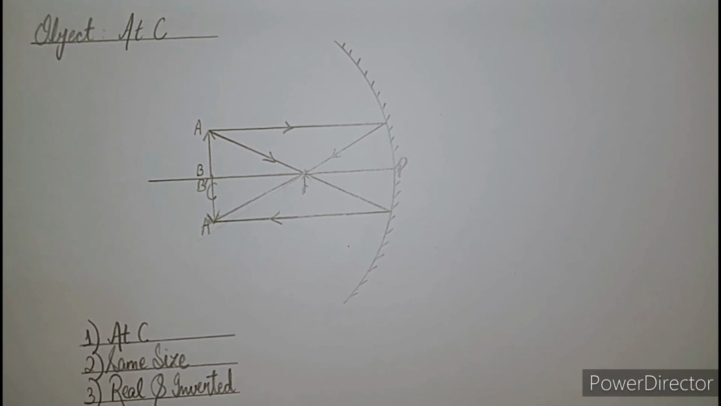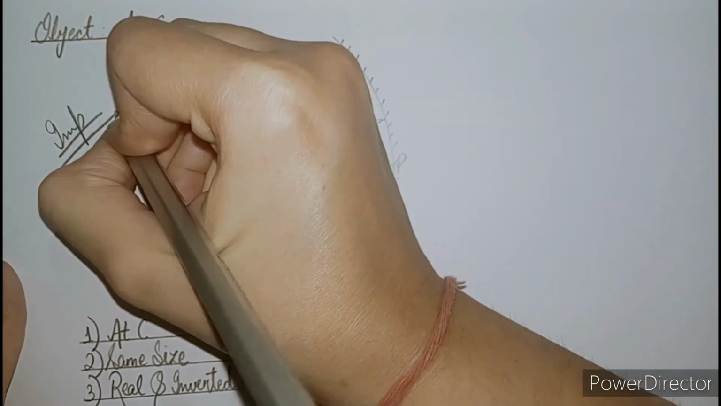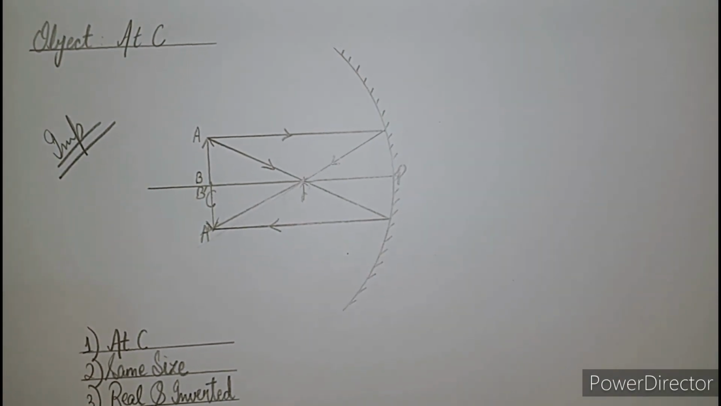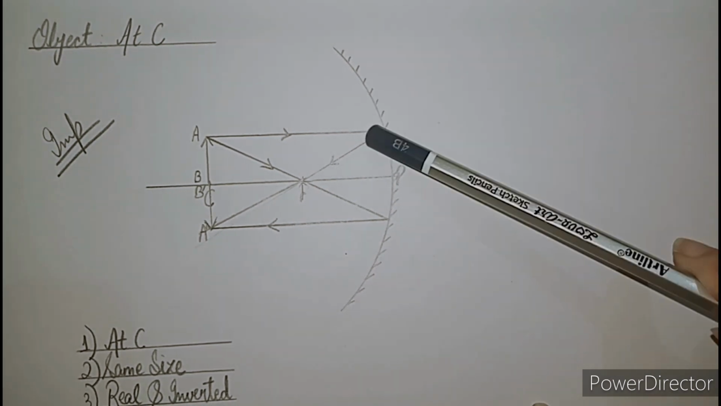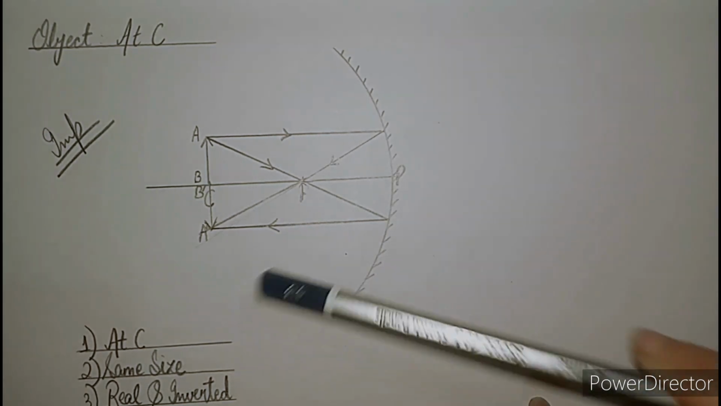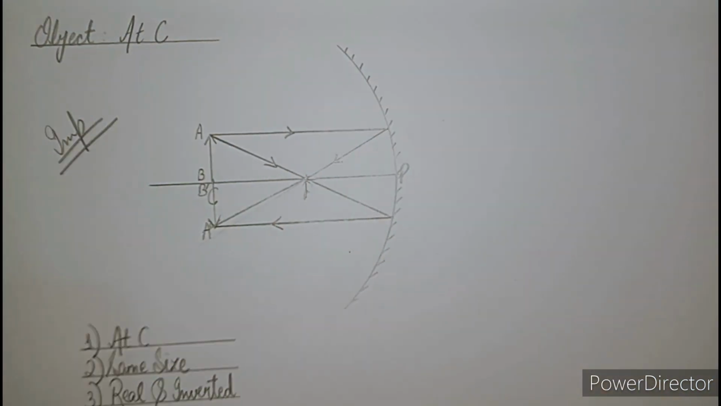So this is the case when the object is at center of curvature, and it is one of the most important ray diagrams, because in the further lectures I'll be dealing with some of the numericals which correlate how to draw the ray diagram by understanding the numerical. So this is a very important ray diagram when the object is at center of curvature.